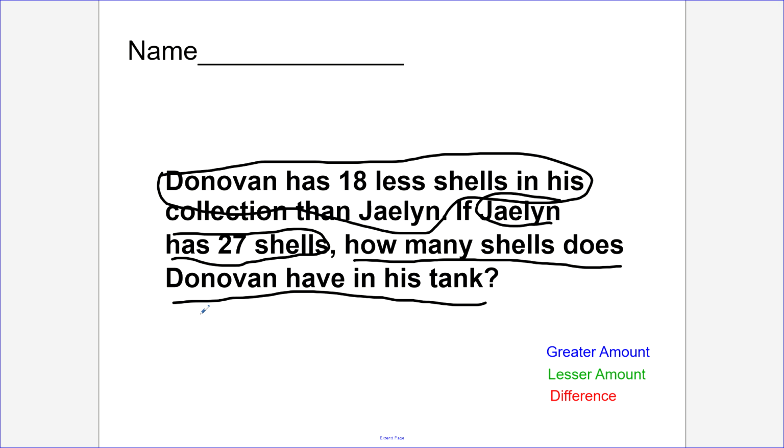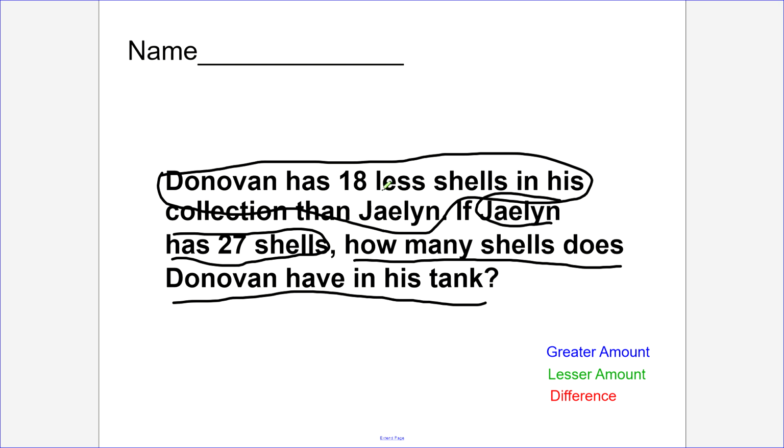which piece of information is my greater amount, which is my lesser amount, and which is my difference. Let's go ahead and look for those key compare words, because they're going to help me know right away which piece of information is the difference. Let's read the problem again. See if you can find the words that show comparison. Words like more than, less than, greater than, fewer than, larger than, smaller than. Let's read. Donovan has 18 less shells in his collection than Jalen. If Jalen has 27 shells, how many shells does Donovan have in his tank?